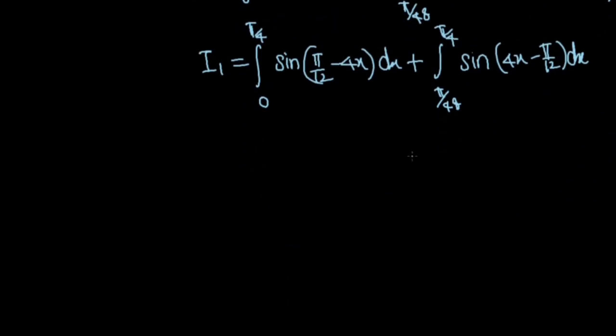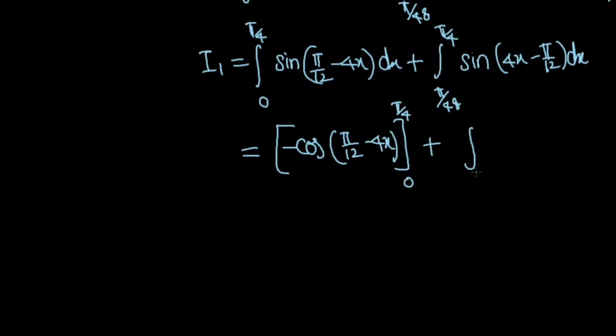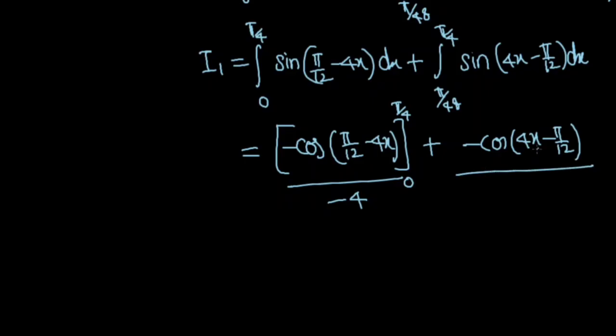Now we know integration of sine is what? Integration of sine is minus cos. So minus cos of pi by 12 minus 4x, from limits 0 to pi by 4, plus integration of sine is minus cos, divided by the x coefficient. What do we have? Minus 4, the x coefficient is minus 4. Next, minus cos of 4x minus pi by 12 divided by the x coefficient, which is 4, with limits pi by 48 to pi by 4.